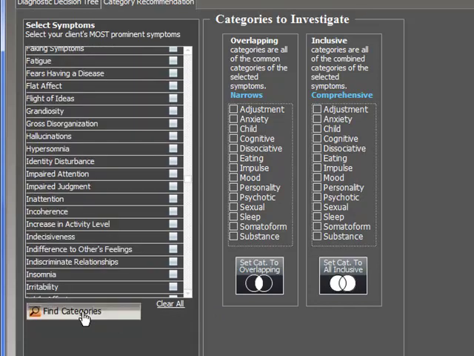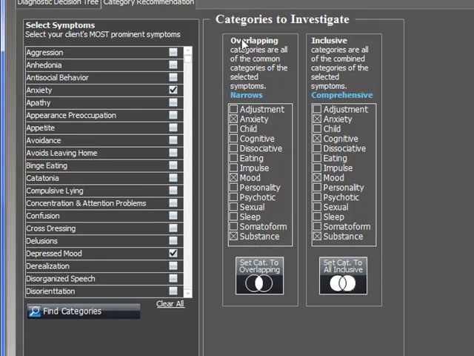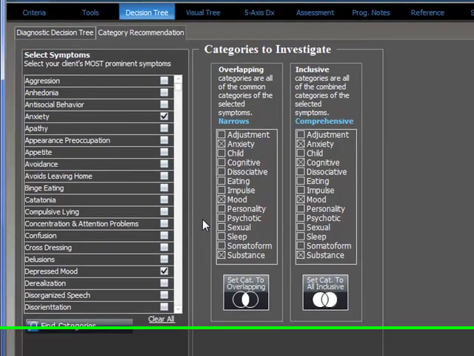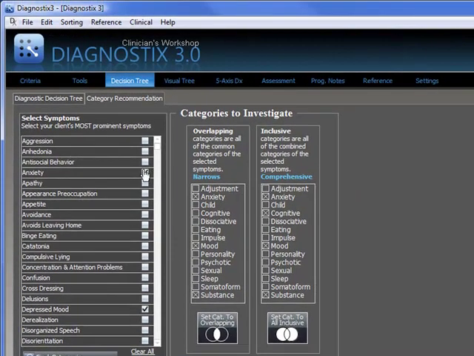When I click Find Categories, what happens is it goes through the categories to investigate and includes overlapping categories and inclusive categories. Basically, these three categories, anxiety disorders, mood disorders, and substance use disorders, based upon these two symptoms, are common in these three categories. So it narrows the field down and only selects the categories where there's overlapping symptomology. That's a narrowing. It's a way of focusing in your categories.